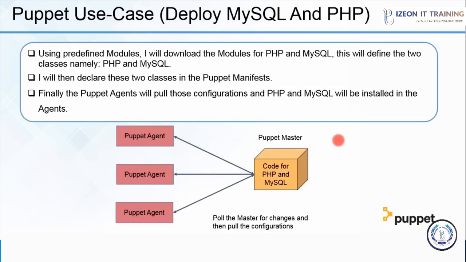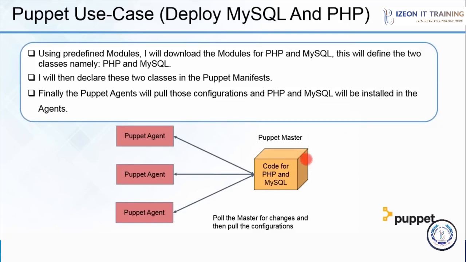Now you cannot deploy the class directly onto the nodes. So what you need to do in the Puppet manifest, you need to declare those classes. Whatever class you have defined, you need to declare those classes. I'll tell you what are manifest modules, so you don't need to worry about that. I'm just giving you a general overview of what we are going to do in today's session. So you just need to declare those two classes, that is PHP and MySQL, and finally just deploy that onto the nodes. It is that simple, guys.